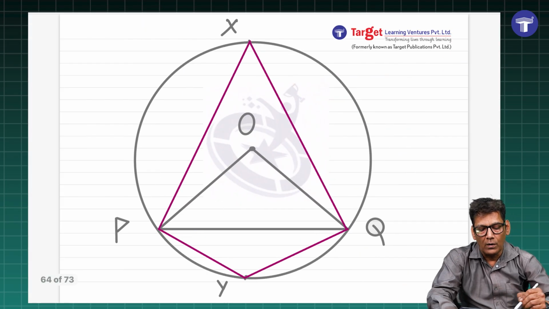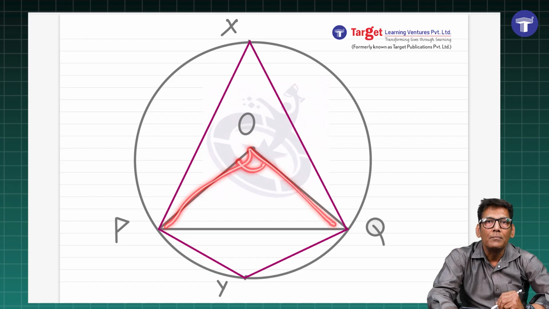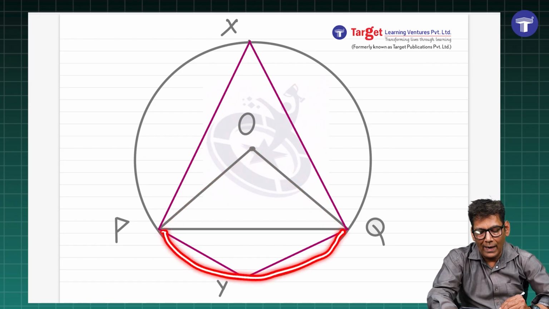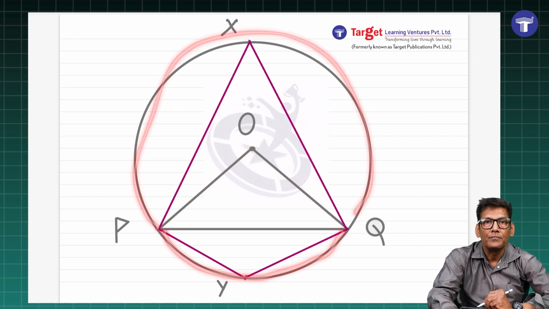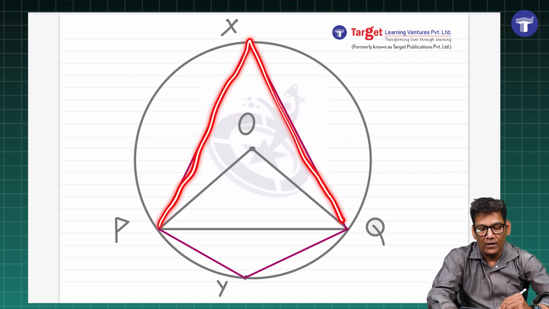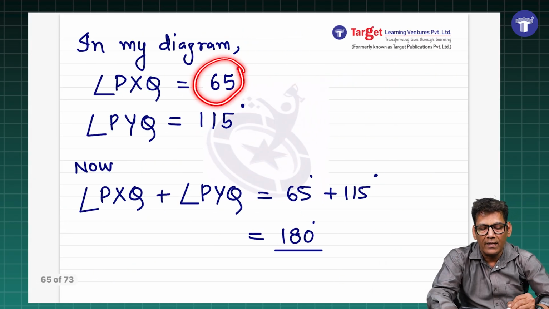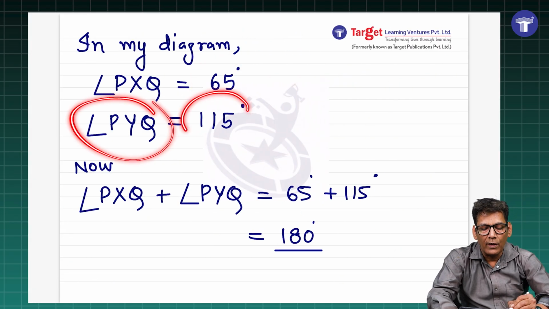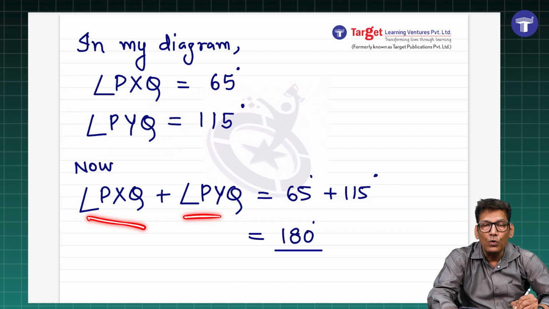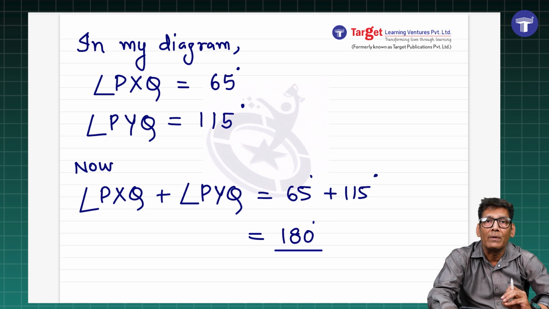So this is a circle, PQ is a chord, O is the center of the circle, this angle POQ is the central angle, this is the minor arc and this is the major arc. So a child has to say that my angle PXQ, they said find the measure of angle PXQ. So according to my diagram, my measure of PXQ is 65 degrees, PYQ comes out to 115 degrees. And PXQ plus PYQ, when you add them, it becomes 180 degrees. Just write the answer with whatever measures you have. They have not given any measures.